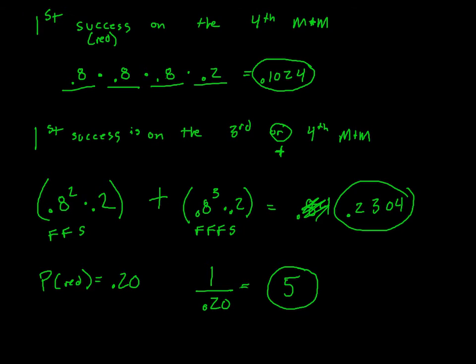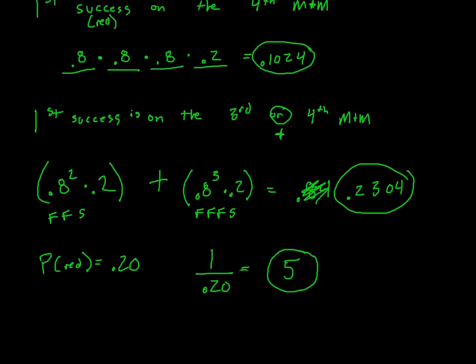And again, it's very simple. It's just 1 divided by your P, your chance of success. Very, very simple formula. Anytime you're looking for a first success, that's technically called a geometric probability model. Now, the moment you give a set number of M&Ms, it becomes binomial.